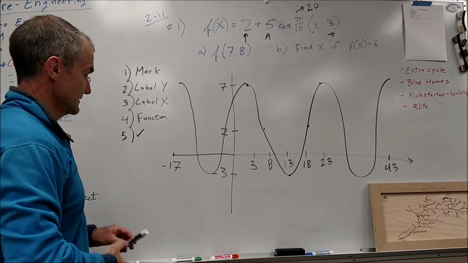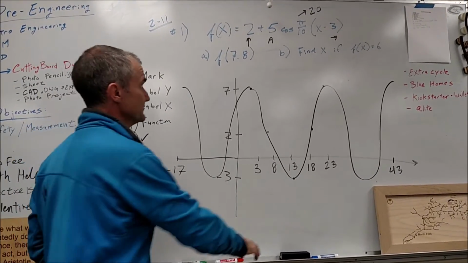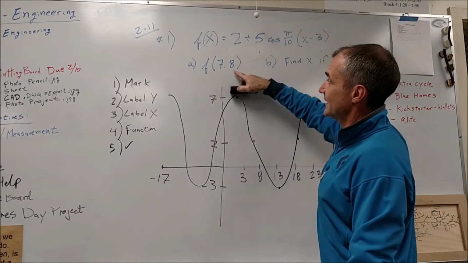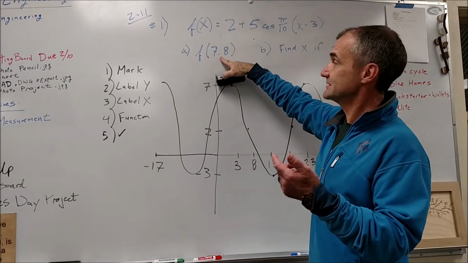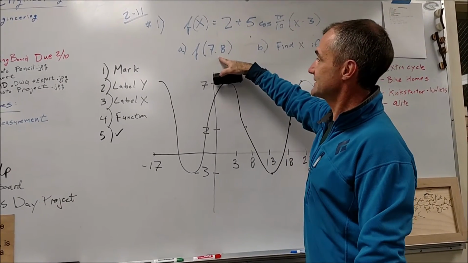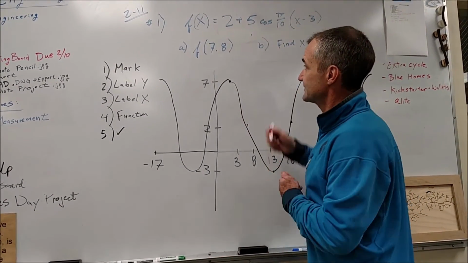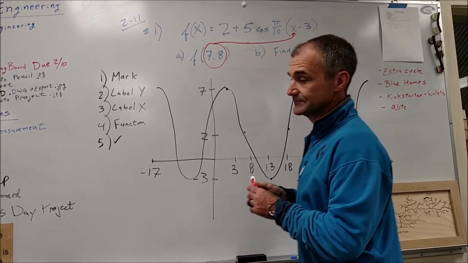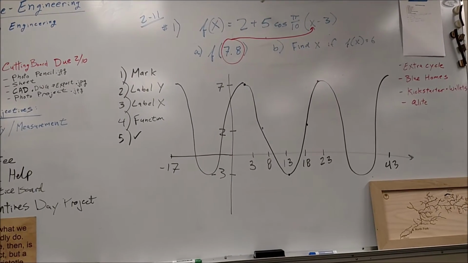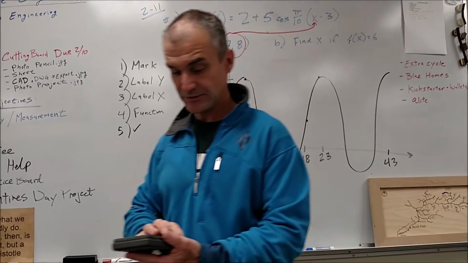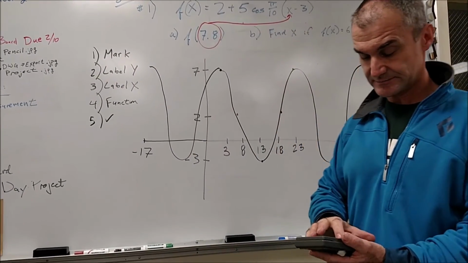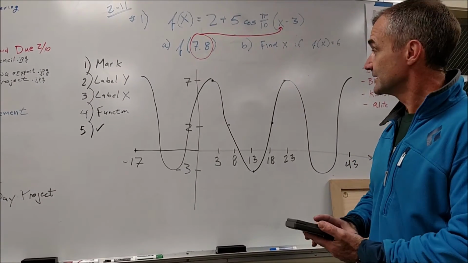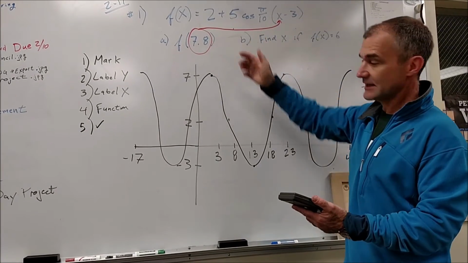Okay. Then the next thing I want to do, part A on this problem says find f of 7.8. I'm in radian measure. I take 7.8, that's an x value. I take that value and I plug it in for x. So first thing I'm going to do on my calculator is put it in radian mode because I have an x. And I'm going to work from right to left.